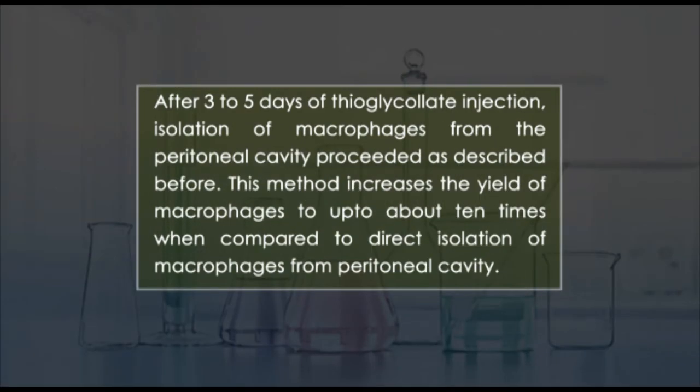For thioglycolate elicited macrophages, about 5 ml of 3% weight by volume brewer's thioglycolate medium is injected into the mouse prior to isolation of macrophages. After 3 to 5 days of thioglycolate injection, isolation of macrophages from the peritoneal cavity proceeded as described before. This method increases the yield of macrophages to up to about 10 times when compared to direct isolation of macrophages from peritoneal cavity.